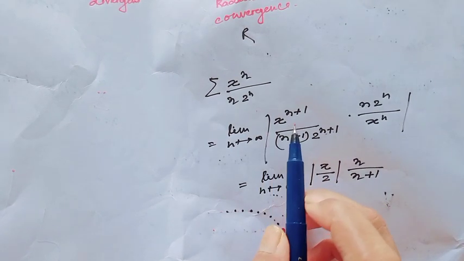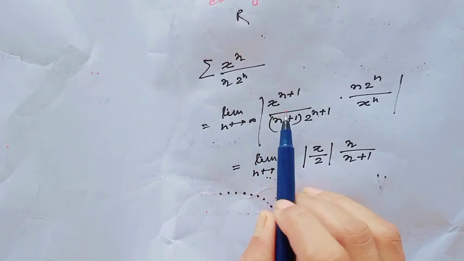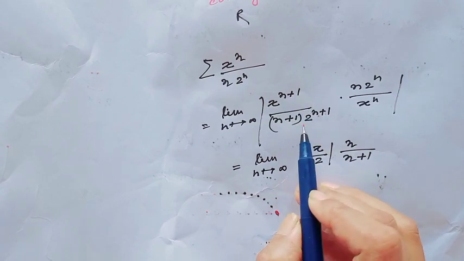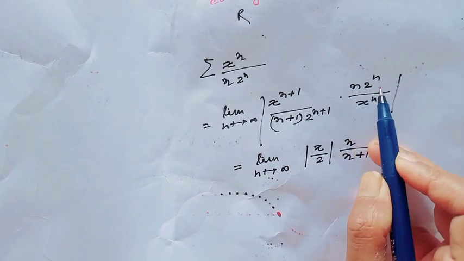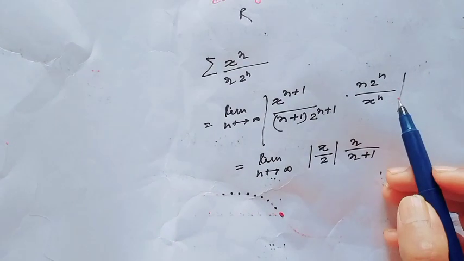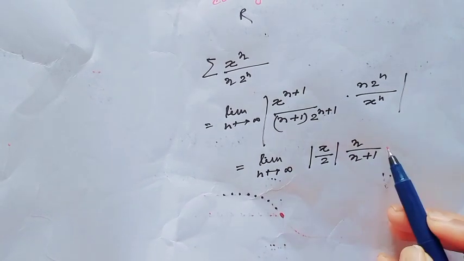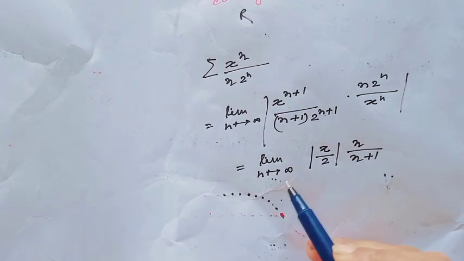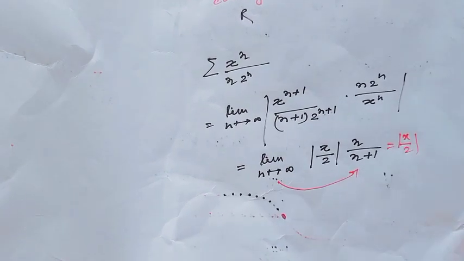The ratio test is n plus 1 over n. That means this is the limit as n tends to infinity of x to the power n plus 1 over n plus 1 times 2 to the power n plus 1, times n times 2 to the power n over x to the power n. And this value would be the limit as n tends to infinity of n over n plus 1, times the absolute value of x over 2. Obviously, the limit is 1. That means this value is mod x over 2.